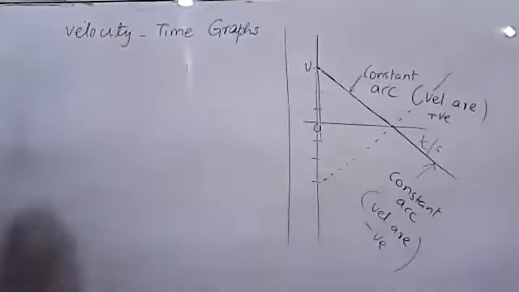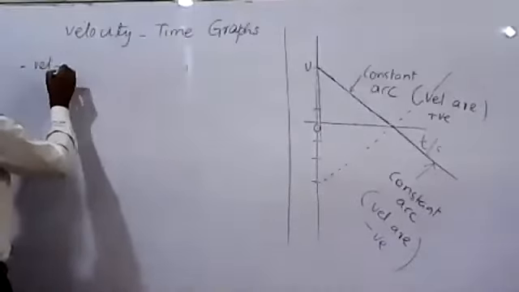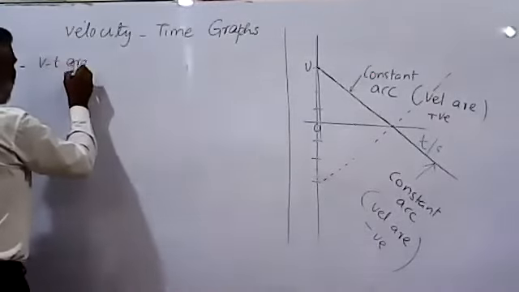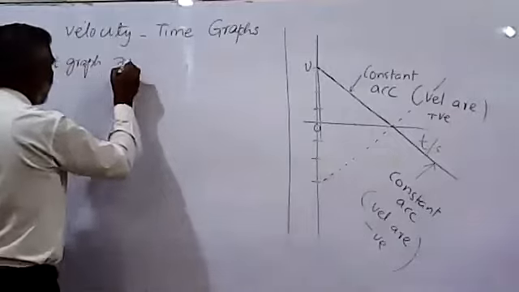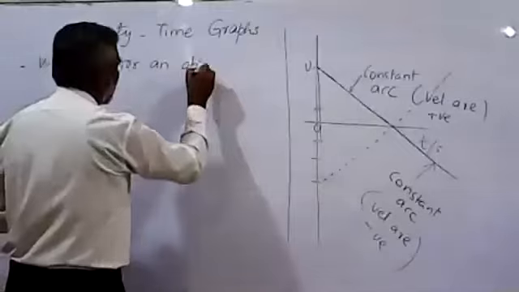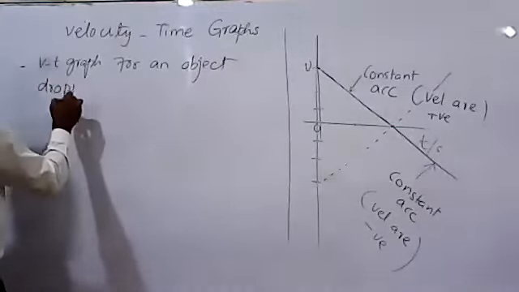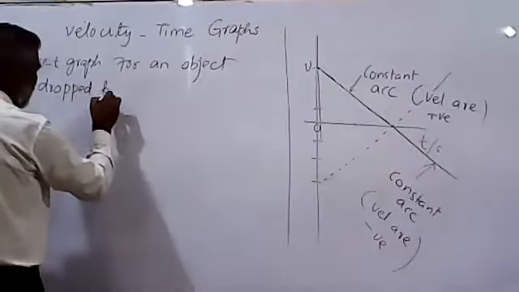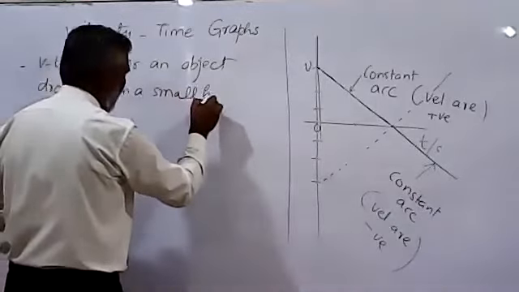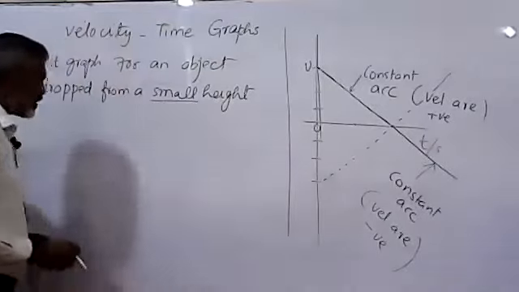Suppose we want to know the shape of the graph, velocity, let's simply write it VT graph, PT graph for an object dropped from a small height. Dropped from a small height. Now this word is important.